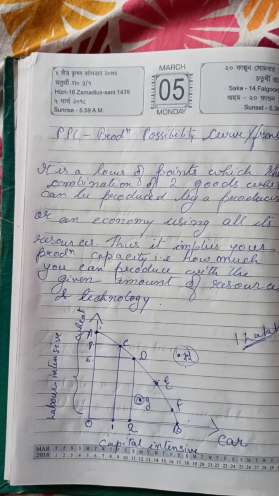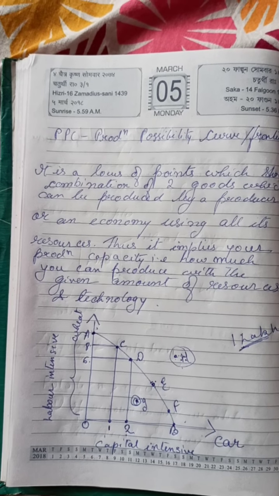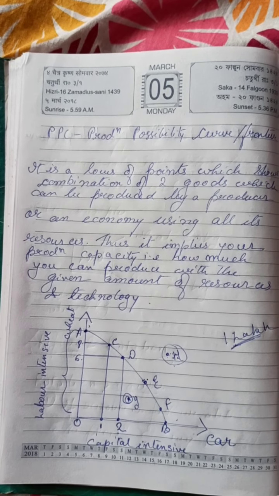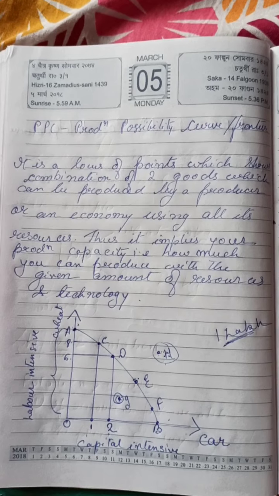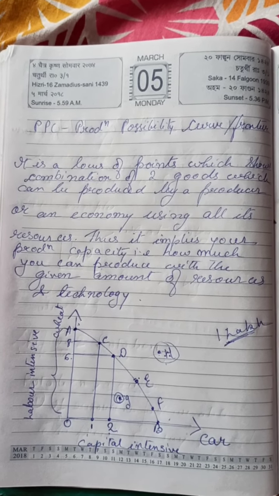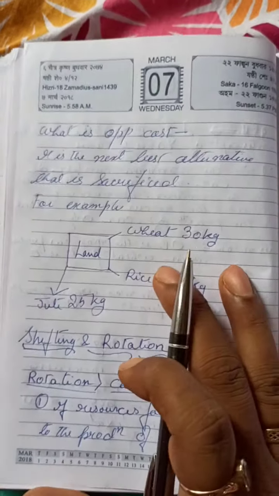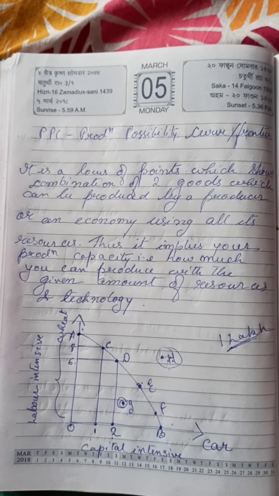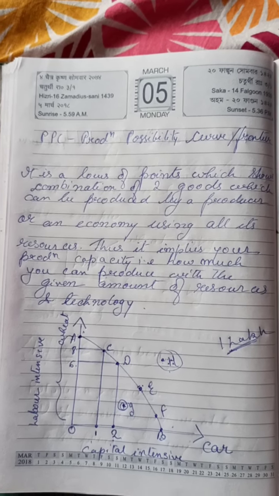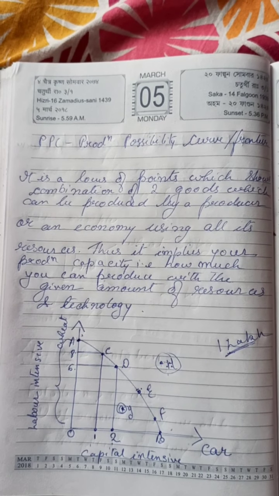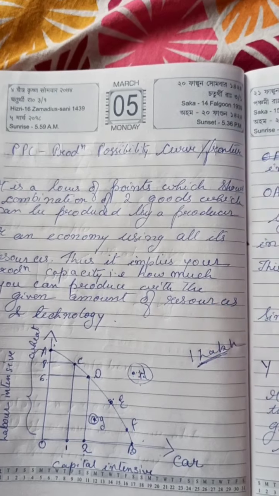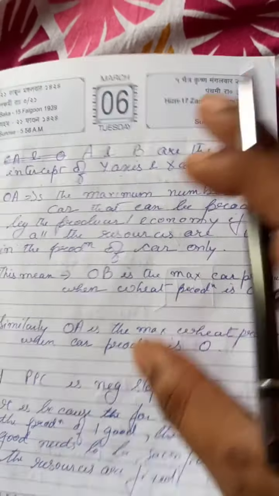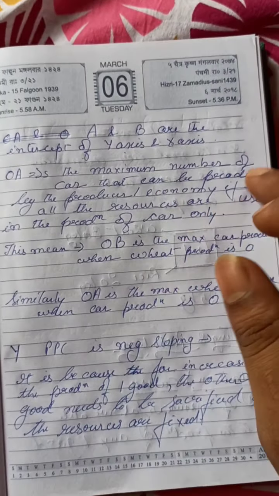you can produce. Similarly, OB implies the maximum amount of car that you can produce if you employ all your resources in the production of car only, and here you are sacrificing the production of wheat entirely. So OA and OB show the maximum amount of car or wheat that can be produced by an economy. Okay, so these are basically the upper limits of the production of both the commodities. Then comes the concept of why PPC is a negative sloping curve.